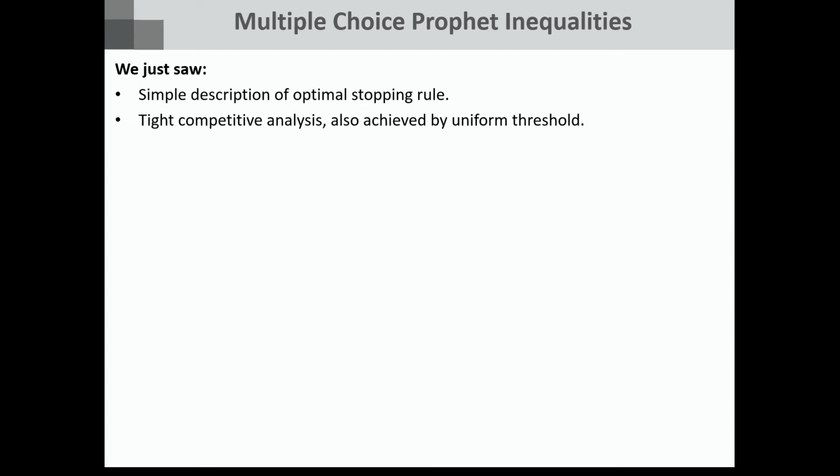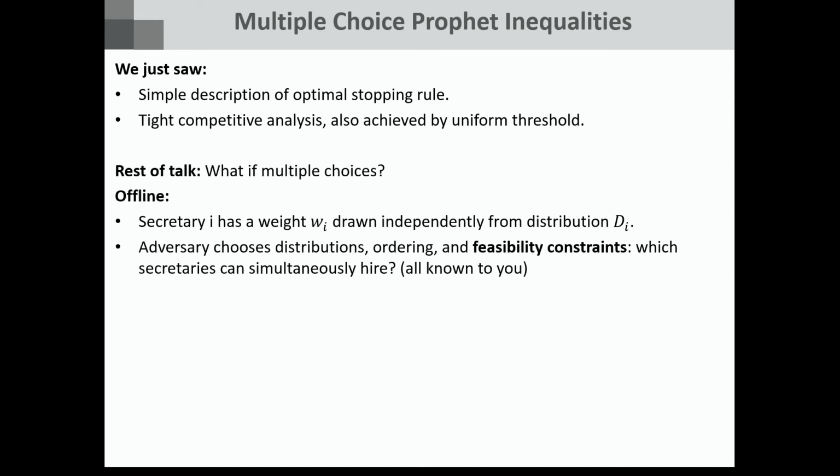Okay, so what we just saw was a simple description of the optimal stopping rule. And we saw a tight competitive analysis that happened to also be achieved by a uniform threshold. Okay, and so what we're going to do in the rest of the talk is look at harder versions of this problem. So what if you have multiple choices?